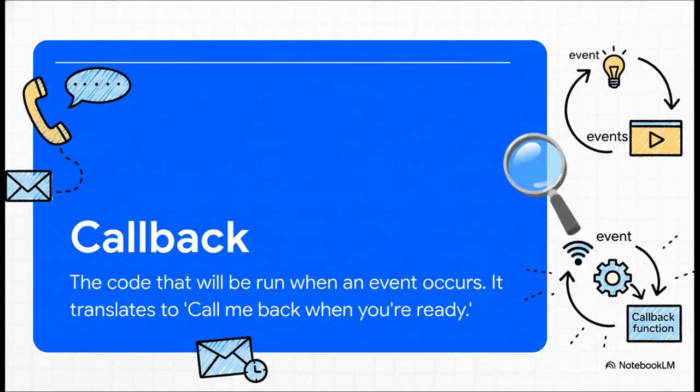A callback is simply the chunk of code you want to run whenever your event happens. Think about it like leaving your phone number instead of waiting on hold. You're not just going to sit there listening to bad music. You're saying, hey, call me back when you're ready, and when you do, here's what we need to do.